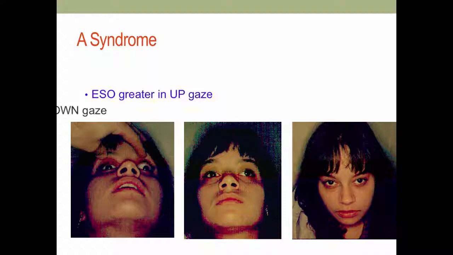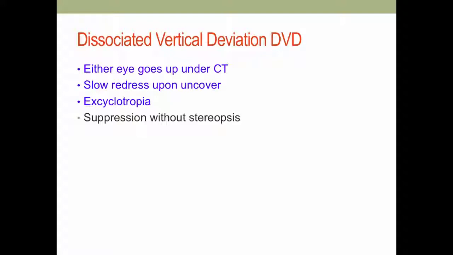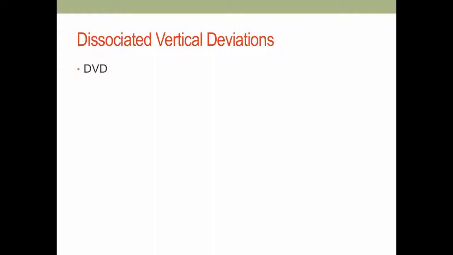DVD, dissociated vertical deviations. These are where either eye goes up on a cover test, associated with congenital esotropia. Happily, with just time, they tend to get a little bit better. So there's no real treatment, because if you think about it, you'd have to either put prism under both eyes. You'd have to do surgery of both eyes. But they do get better over a period of time. Don't do anything with these particular patients.